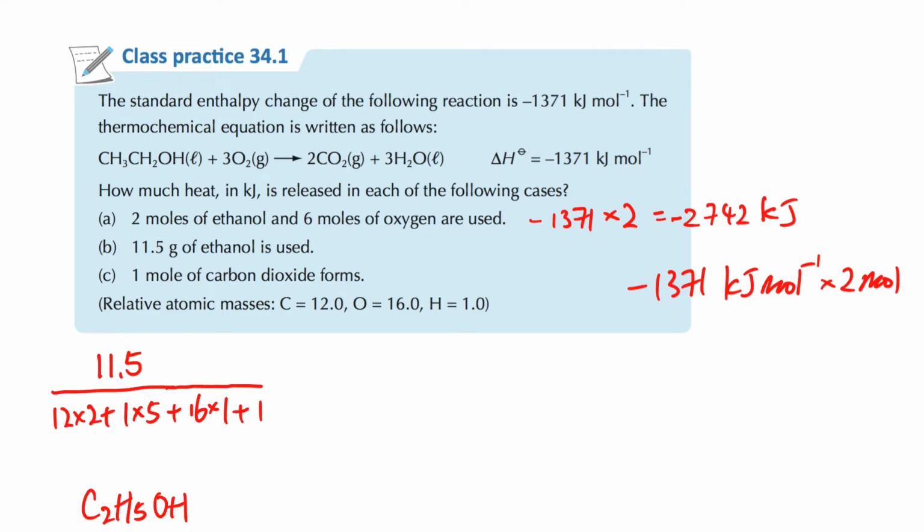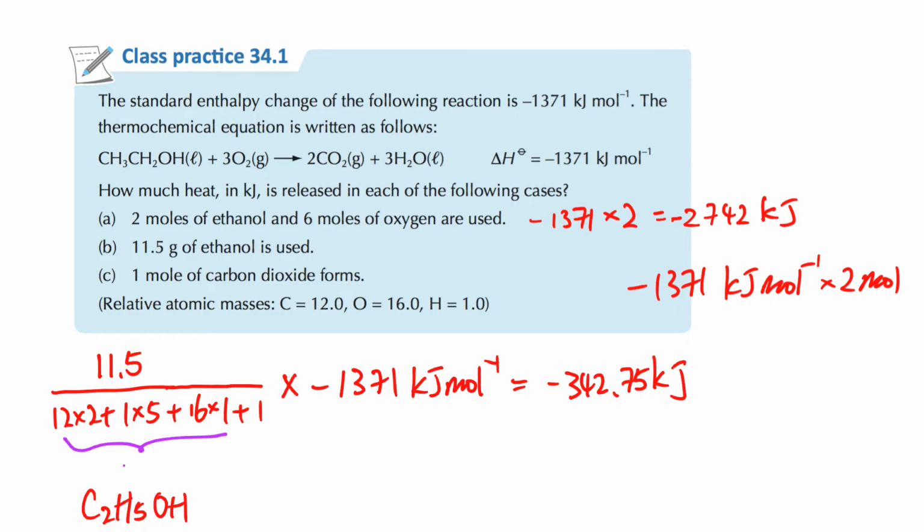So this one is the number of mole. After calculation, you have the number of mole, then you multiply by negative 1371, because the unit is kilojoule per mole. So you just eliminate the mole, and you find the heat. So this one will be negative 342.75 kilojoule. Maybe I'm a little bit fast. This one is mole, this one is kilojoule per mole. So when you multiply these, you get kilojoule.